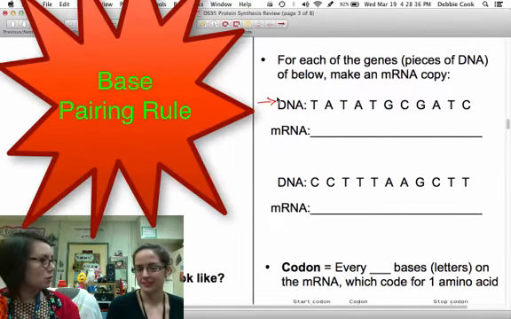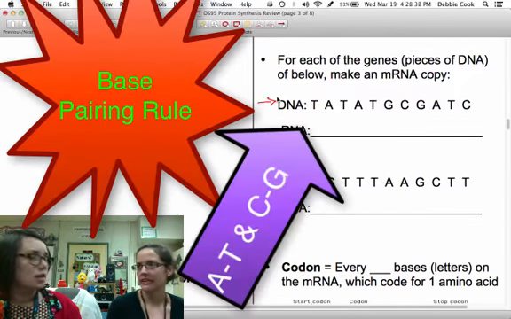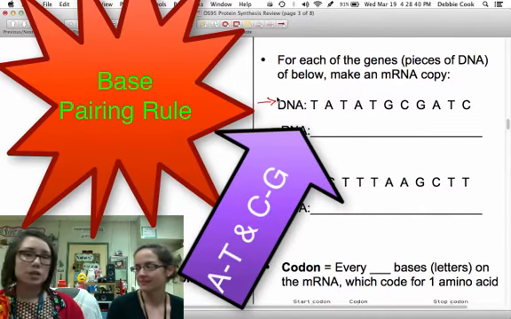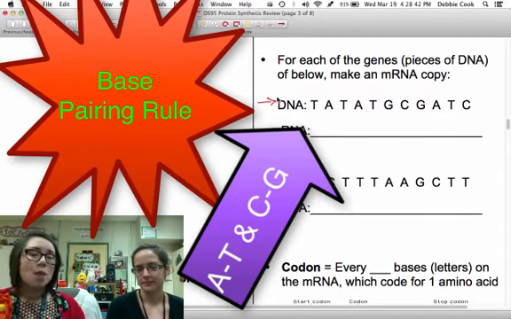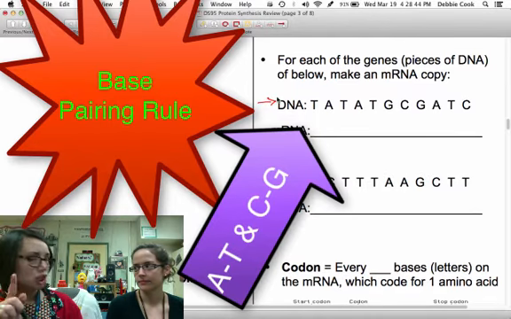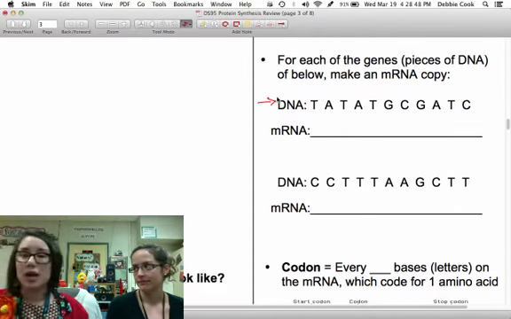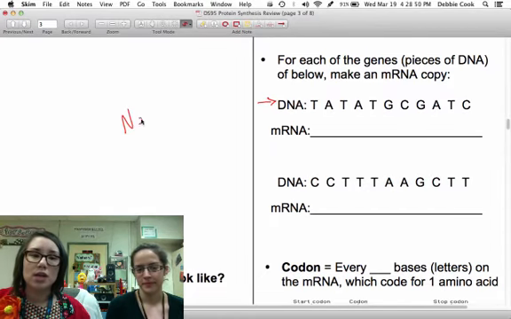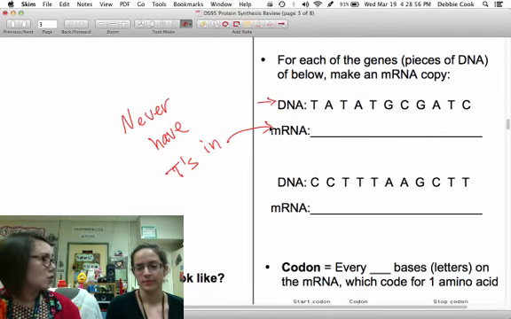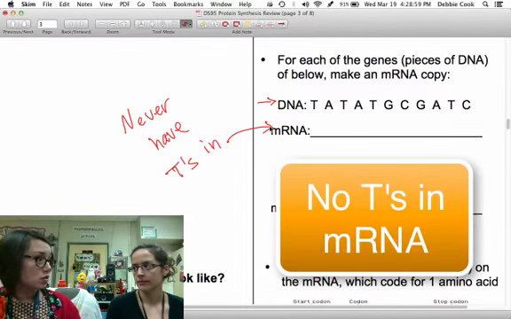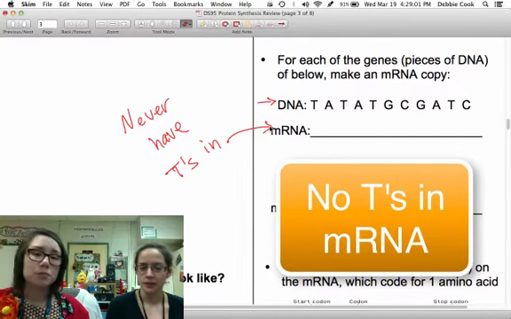So if I have an A on one side, what would be on the other side? A T. And if I had a G? A C. So we're going to use that same principle, but we have one minor change. In messenger RNA, what are we never going to see? A T. Okay, so we're going to make a little note here. We're going to never have T's in messenger RNA. So anywhere we would feel compelled to use a T, what are we going to use instead? A U. We're going to use a U.